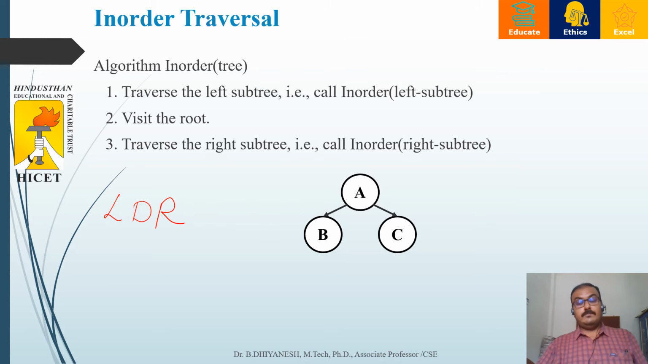First we need to look at the left subtree, that is B. Next we need to travel to the root A. Next we need to come back to the right subtree C. So our answer is B, the left side, then the root node A, then the right side C.